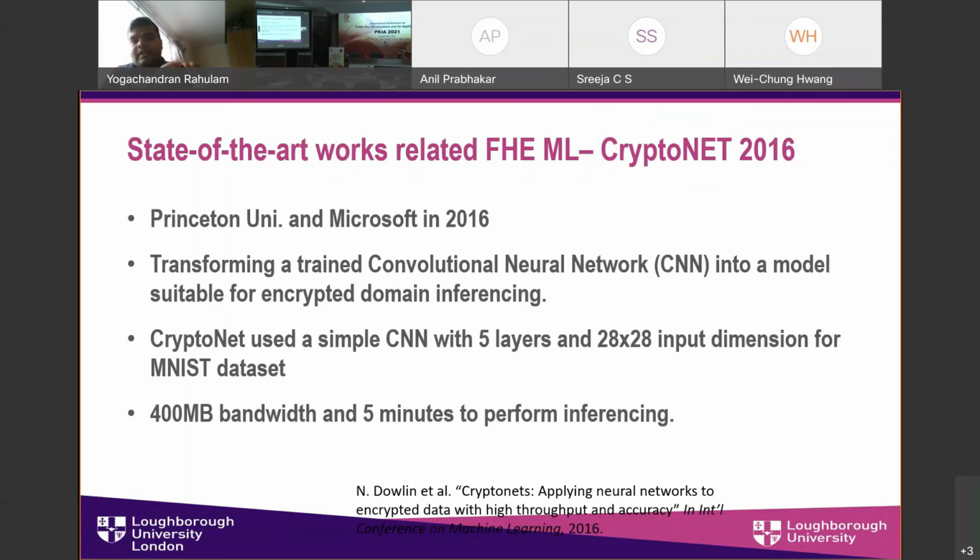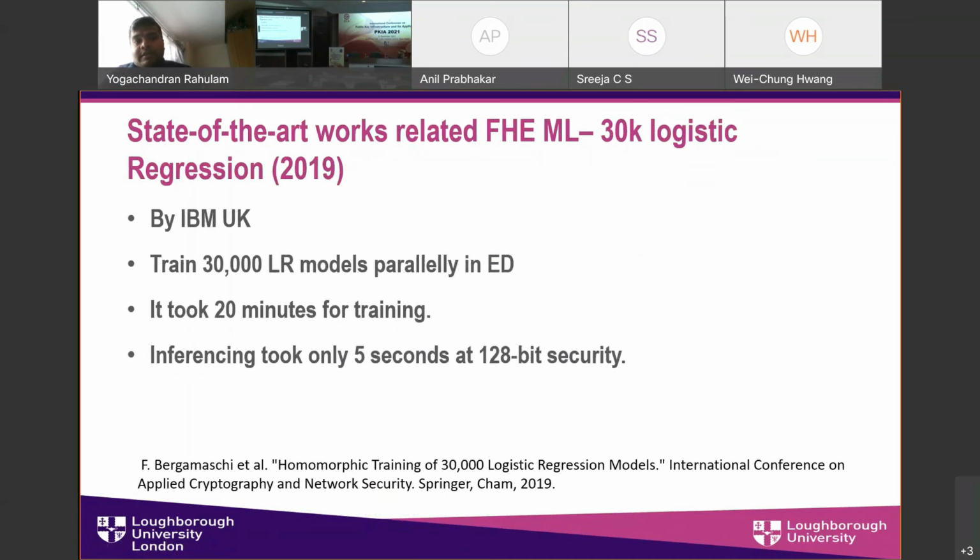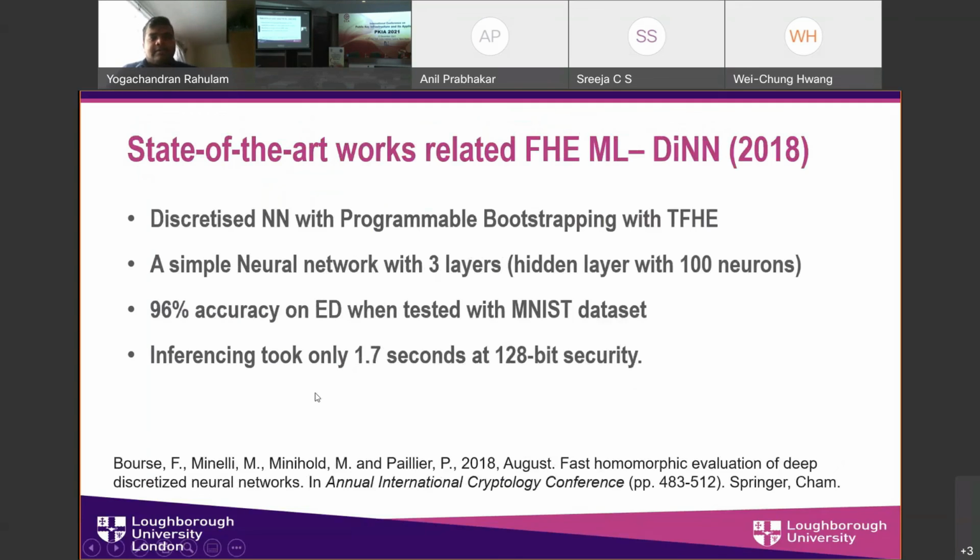But if you want to do it in the encrypted domain, it will consume 400 megabytes of bandwidth, and inferencing will take 5 minutes of your time. So imagine a fraction of a second versus 5 minutes. However, we have come a long way. Currently, IBM has developed a machine learning model where they trained 330,000 logistic regression neural networks, and it took only 20 minutes to train, and inferencing took 5 seconds. The current state of the art in this area is about 1.7 seconds to perform inferencing using a neural network.